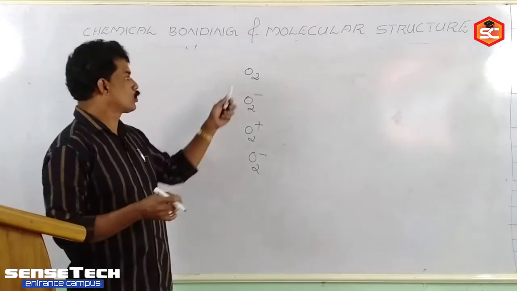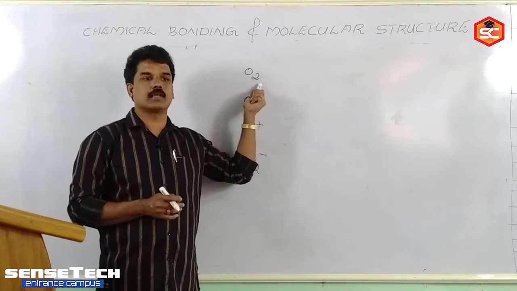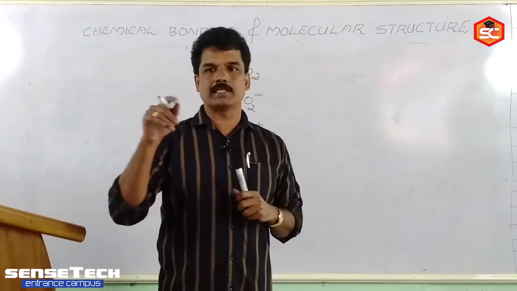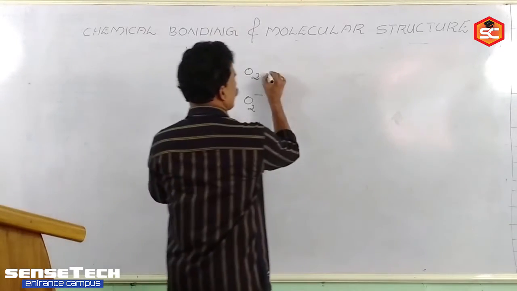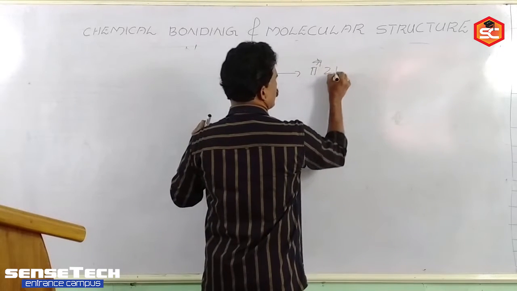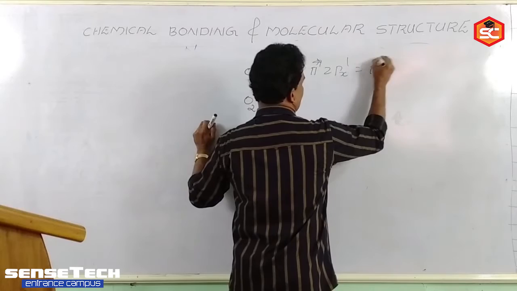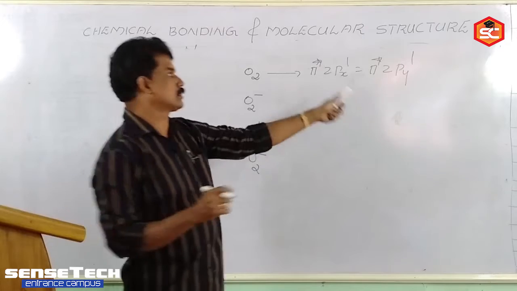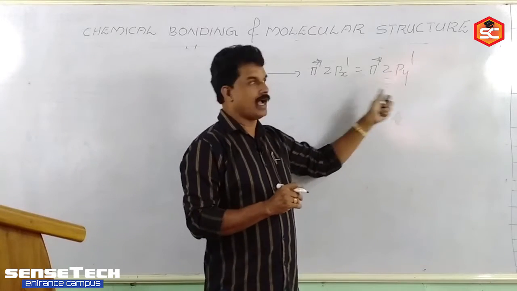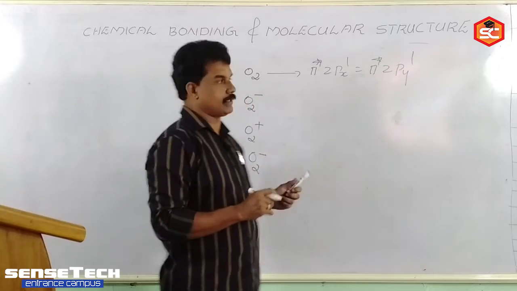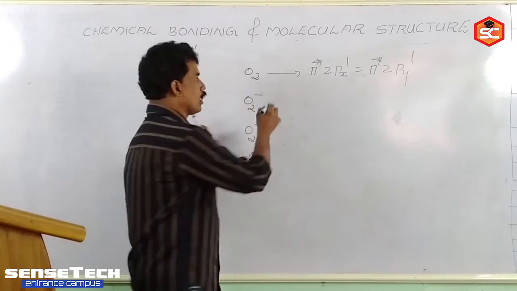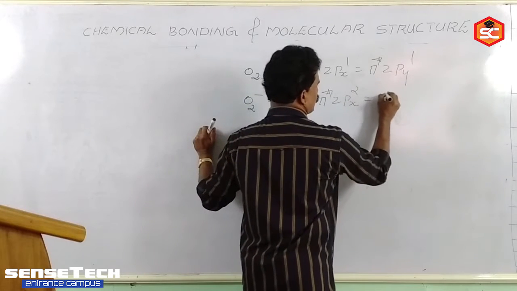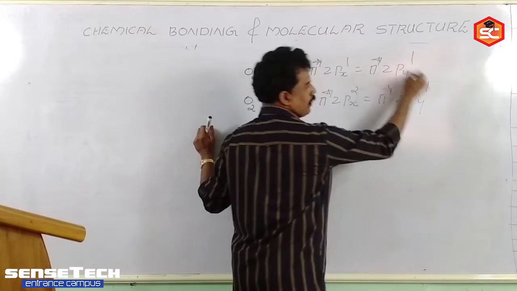diamagnetic. O2, when you are writing O2, how many electrons are there in total? 16. So the ending is pi star 2px1 is equal to pi star 2py1. That is the ending for O2. 16 electrons, when you arrange them in that MO configuration, this will be the ending of oxygen. Unpaired electrons, so which nature is it? Paramagnetic. Then O2 minus means one more electron we have to add. So what is the ending? Pi star 2px2 is equal to pi star 2py1 only, 3 electrons.